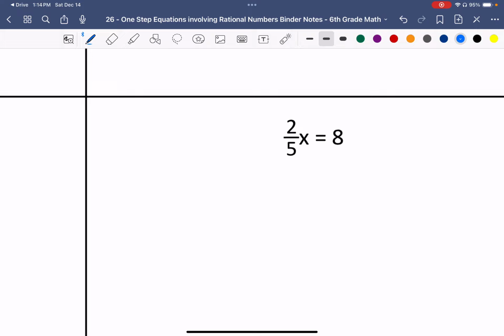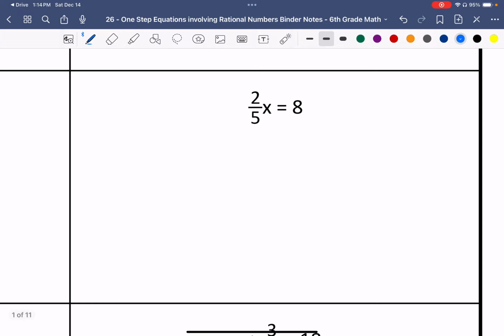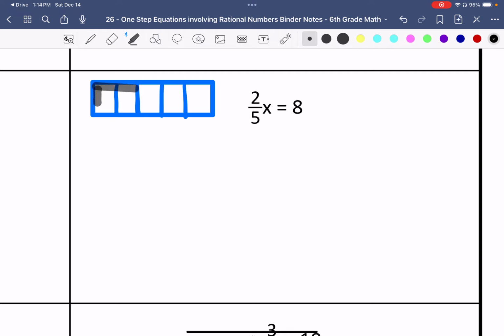Okay, so there's a couple of ways to do 2/5 x. So I'm going to first show it with the model. So 2/5 of x is equal to 8. So I'm going to break it up into 5 parts. And then I'm going to shade in 2 of them. Now keep in mind, 2 of them equal 8.